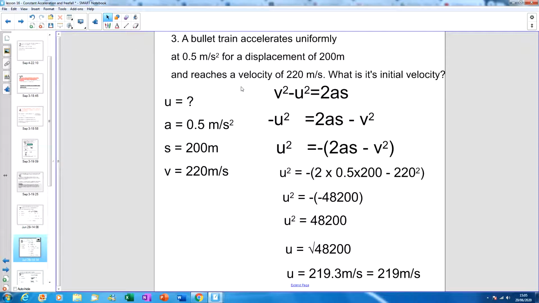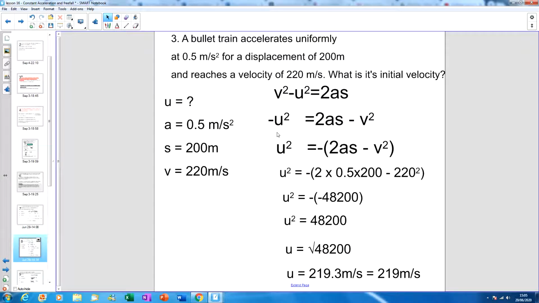A bullet train, which is a type of fast train they have in Japan, accelerates uniformly at 0.5 meters per second squared for a displacement of 200 meters and reaches a velocity of 220 meters per second. What is the initial velocity? So step 1, pull out your information from your question. u is question mark, a is 0.5 meters per second squared, s is equal to 200 meters, and v is 220 meters per second. Good. Step 3, always write down your equation.